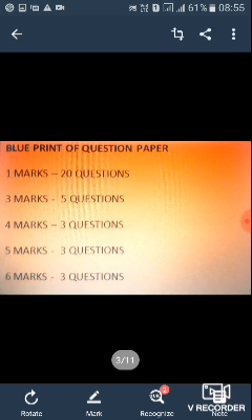For 1 mark you are having 20 questions, 3 marks you are having 5 questions, 4 marks 3 questions, 5 marks 3 questions, 6 marks 3 questions. That is, except for 1 markers and 3 markers, all the 4 markers, 5 markers, 6 markers will have 3 questions. So 20 marks will be of 1 markers. So you cannot expect to have one type of question there. So we will be seeing what the types of questions are.